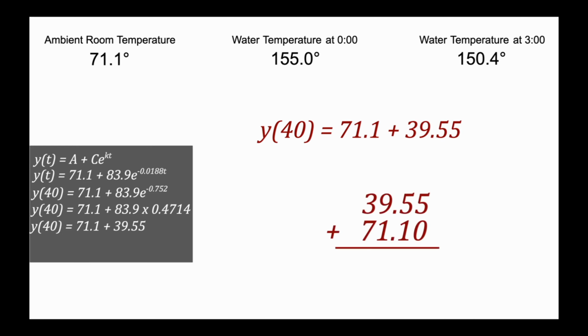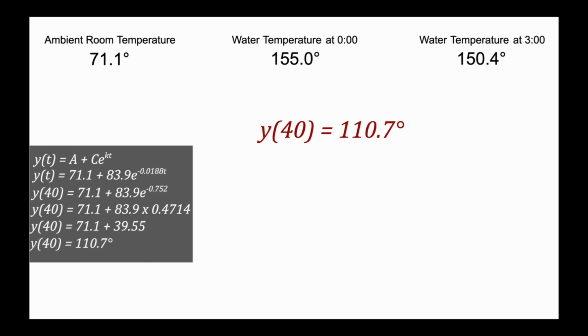Last step, add the ambient temperature in, so plus 71.1. So now I'm taking 39.55 and adding 71.1 for a grand total of 110.7. Is that our prediction? That is. That's also what I got, 110.7.